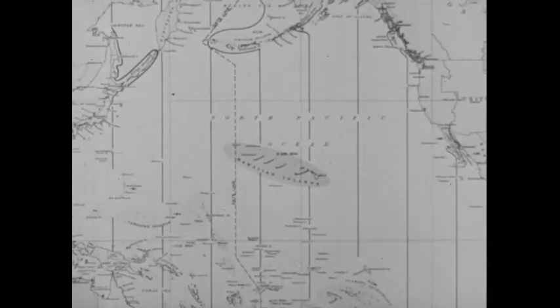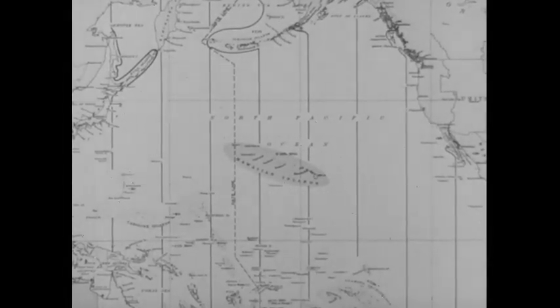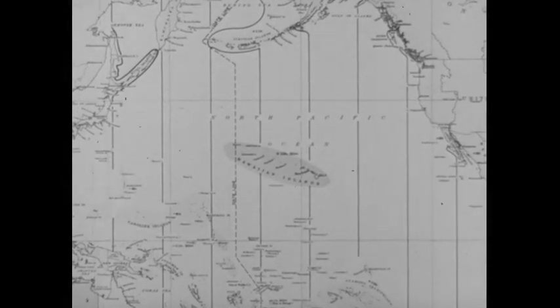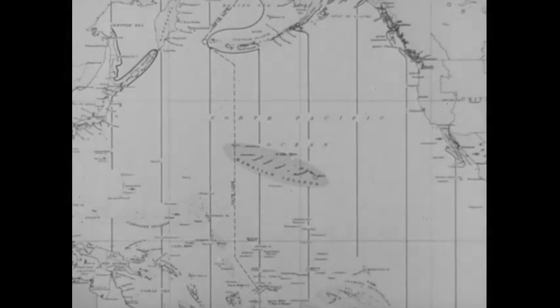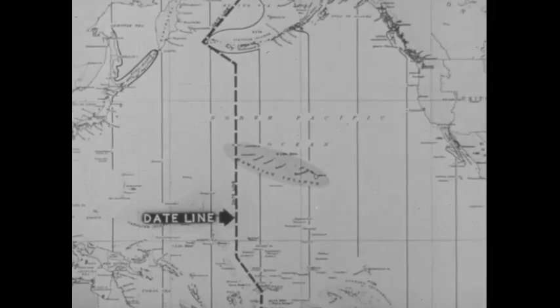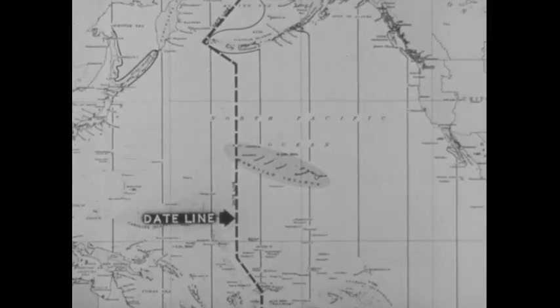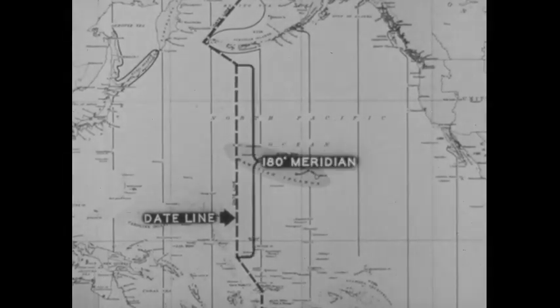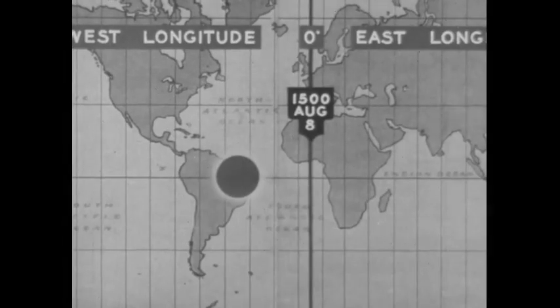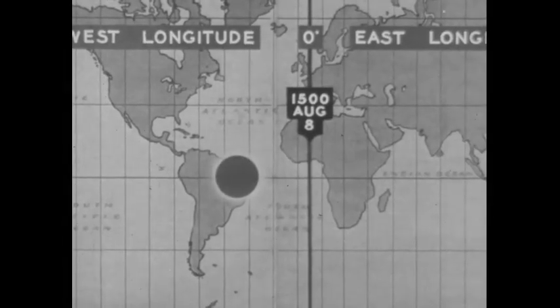In the matter of date, there is one important point which should be considered. This is the change of date as a ship crosses the international date line. Note that the date line follows the 180-degree meridian for the greater part of its length. Let us suppose that it is 1500 at Greenwich, and the date is August 8th.